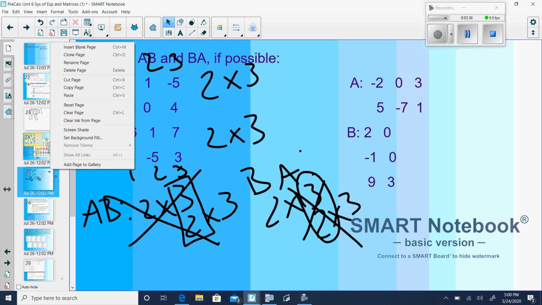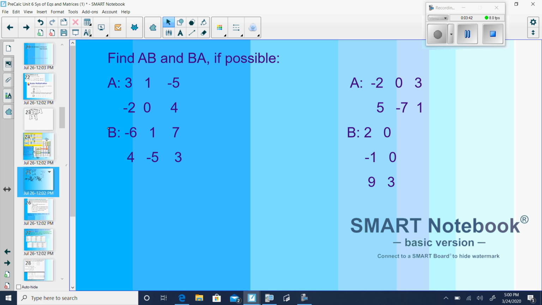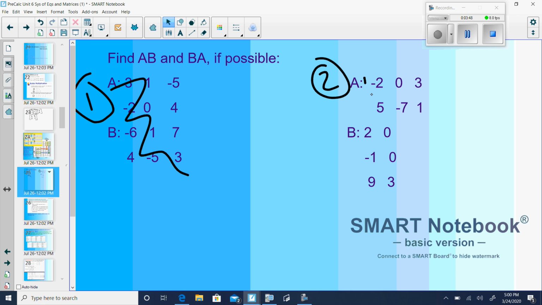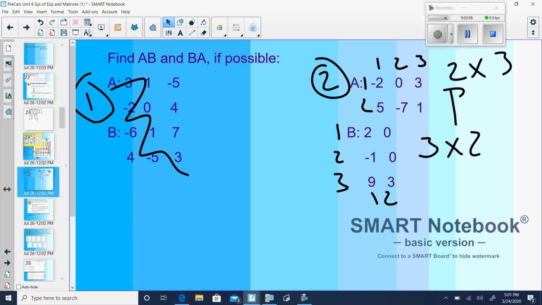What's going to happen with number 2? Because these 2 problems, clear ink from the page. So this is number 1 on the worksheet from last week, and this right here is number 2. Right here we have a 2 by 3, and here we have a 3 by 2, because once again we call it rows by columns, so the rows are always listed first.